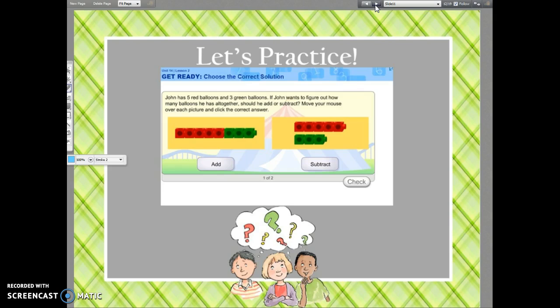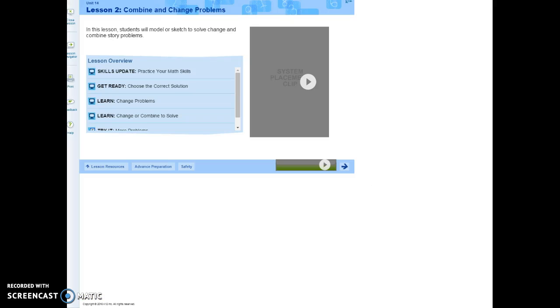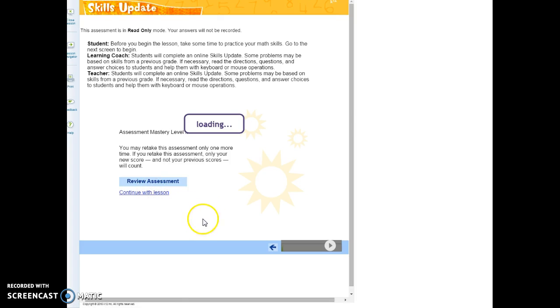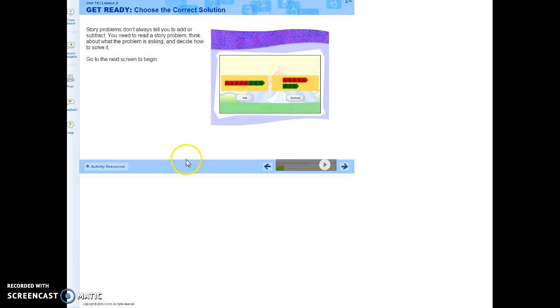We're going to go to Unit 14, Lesson 2. Combine and change. So the first thing that you want to do is review this assessment. 80% or higher is considered mastery. Story problems don't always tell you to add or subtract. You need to read a story problem, think about what the problem is asking, and decide how to solve it.